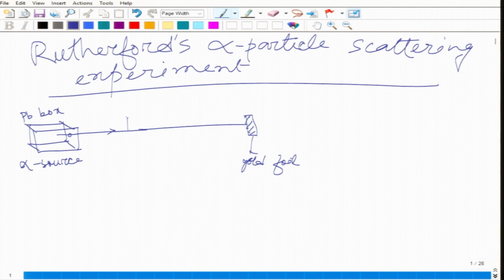On the path there was one lead plate kept with a narrow slit. It minimized the deviation of alpha radiations more. Around the gold foil there was a circular screen of zinc sulfide, which was fluorescent.